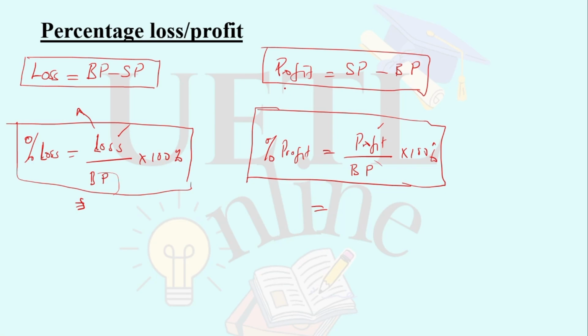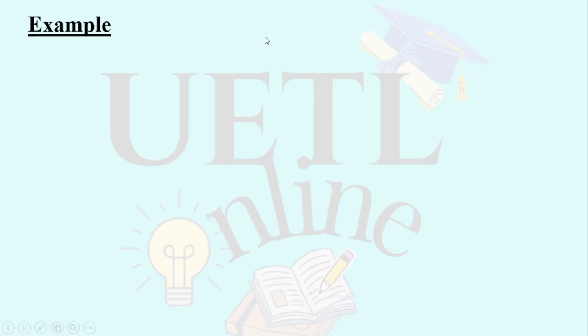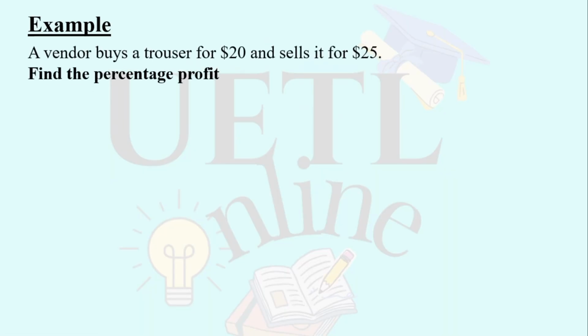Let's go on to the next part where we look at examples which involve this. Example one says that a vendor buys a trouser for $20 and sells it for $25. Now find the percentage profit.